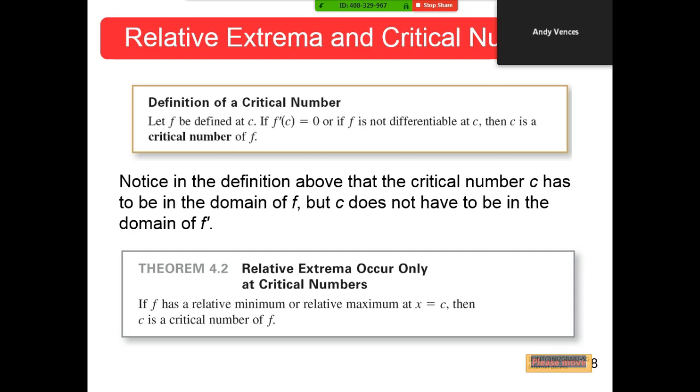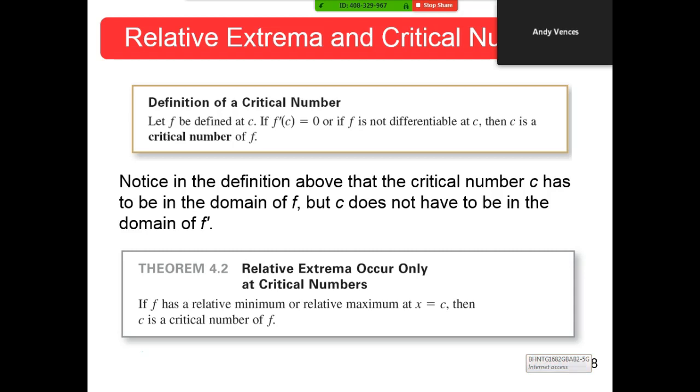So here's the definition of a critical number. Let f be defined at c. Now that's the function, not the first derivative, the function. It has to be defined at c. If it's not defined at c, it won't have a critical number. It must be defined at some value c. And if f prime of c is equal to 0, or if f is not differentiable at c, in other words, the first derivative does not exist at this point c, then c is a critical number of f.